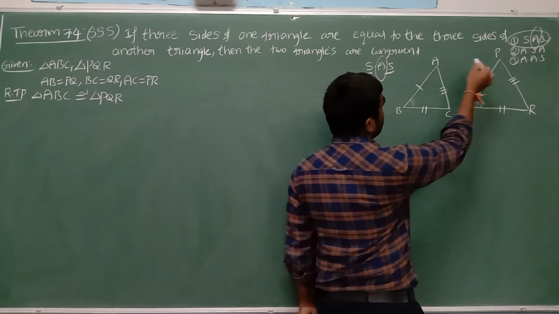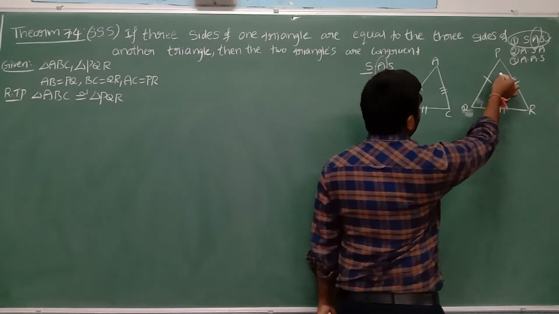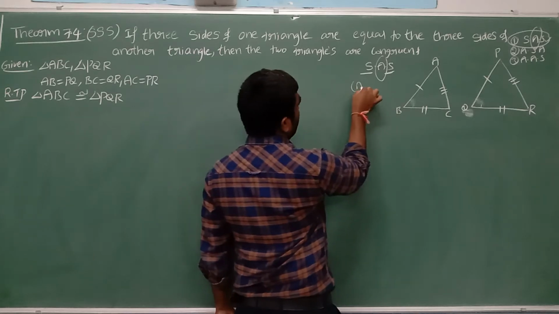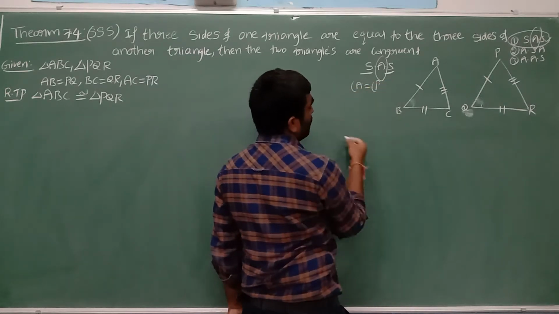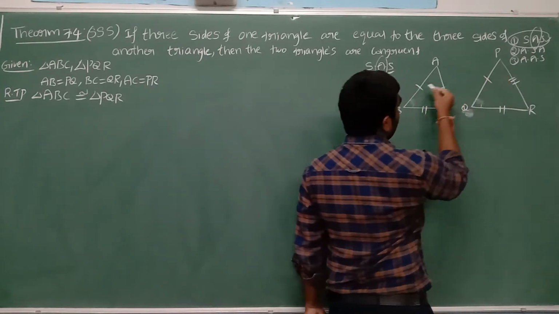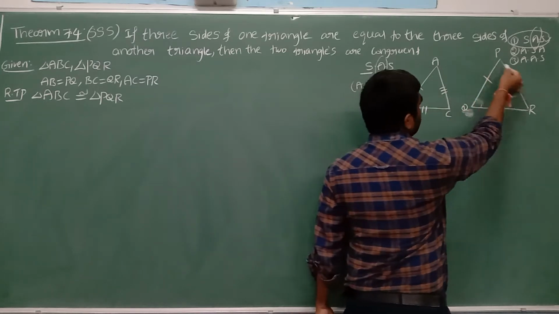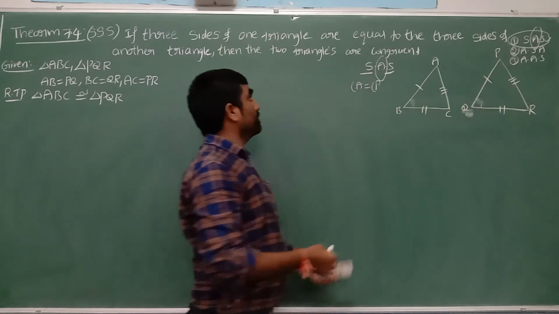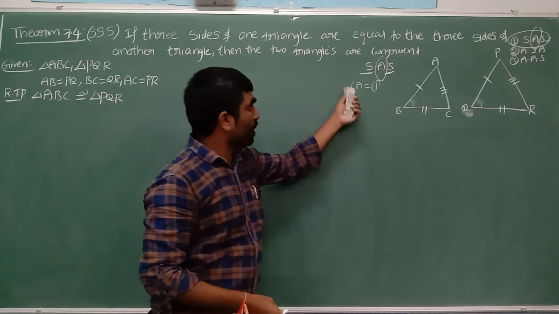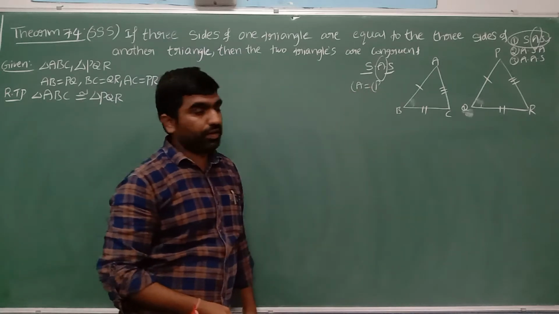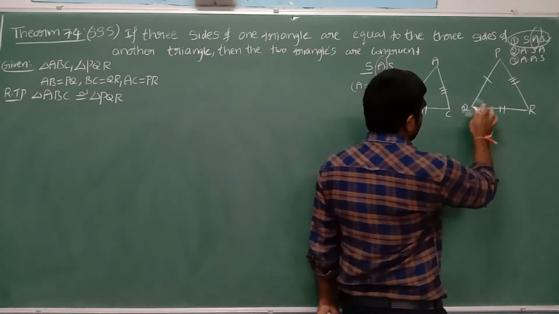Here I want to prove A is equal to P. So I decided to prove angle A is equal to angle P. Why? Because once A equals P, then I can say by SAS they are congruent. Even they are asking to prove congruent only. So how can I prove this angle A equal to angle P? Let me go with a small construction.